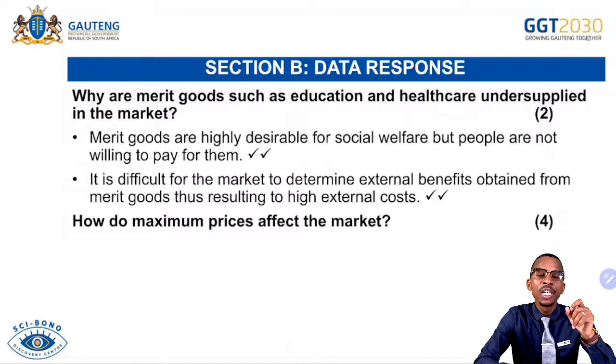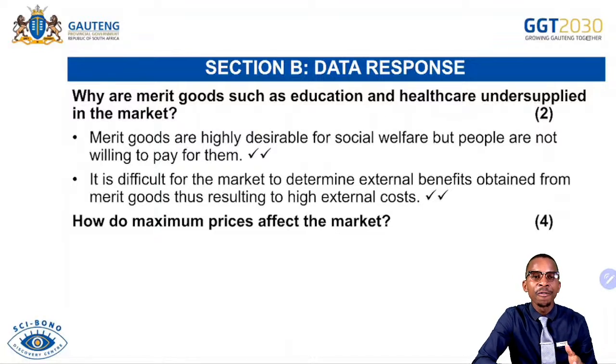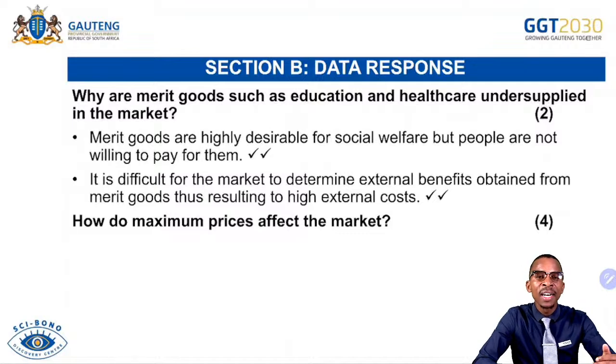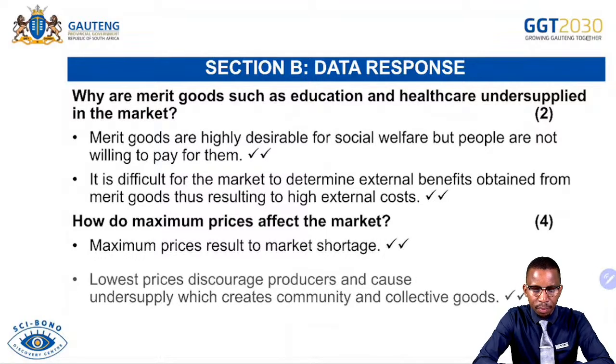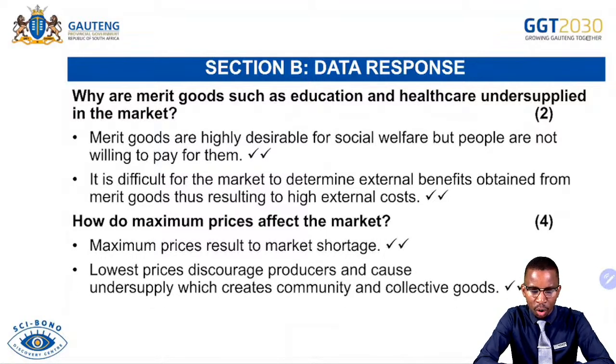That will discourage producers from producing more of that particular product because there will be less revenue. Producers are always discouraged from producing the product if it is too cheap. Therefore, there will be undersupply while there will be excessive demand. It will cause market shortage. Maximum price results in market shortage. The lowest price discourages producers and causes undersupply, which creates community and collective goods.